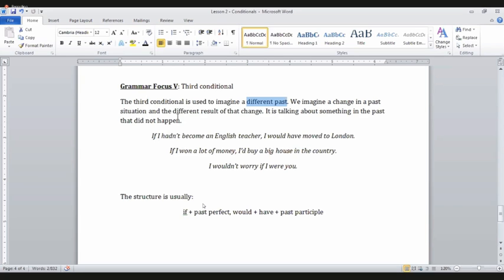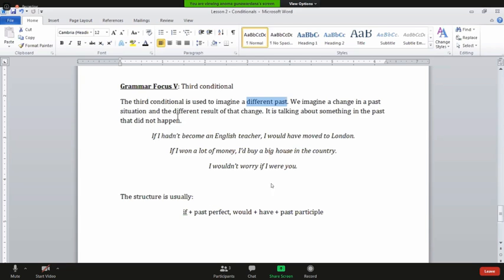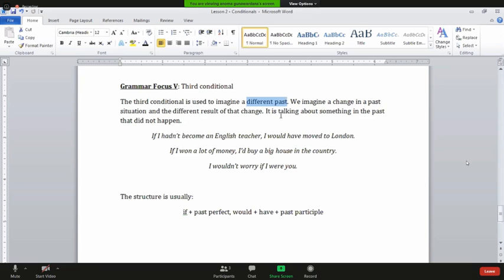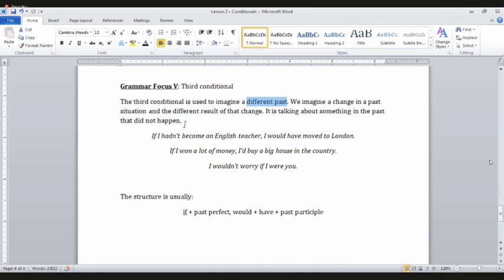We're talking about something in the past. So something has happened in the past, but if it had happened differently, the result would have been something like this. Okay, so let's look at the examples, then you'll understand. So it is talking about something in the past that did not happen. We're talking about something in the past, but it did not actually happen.